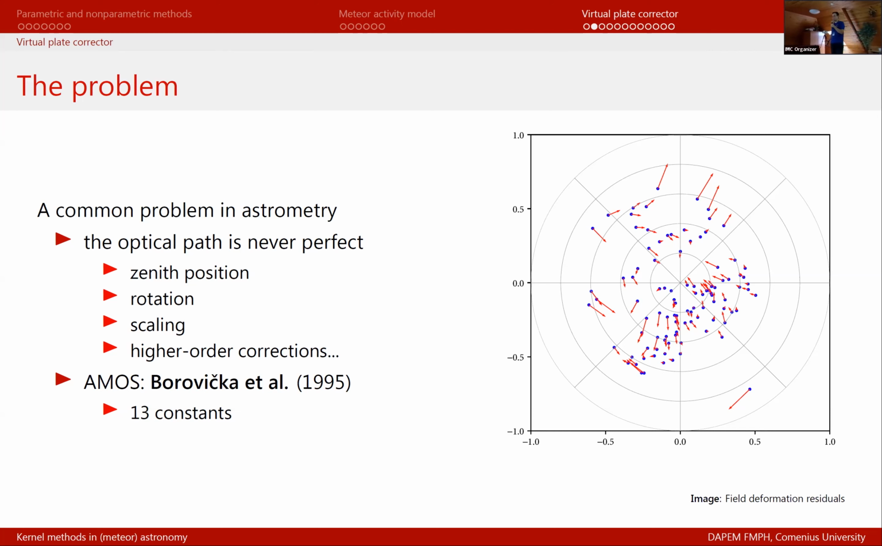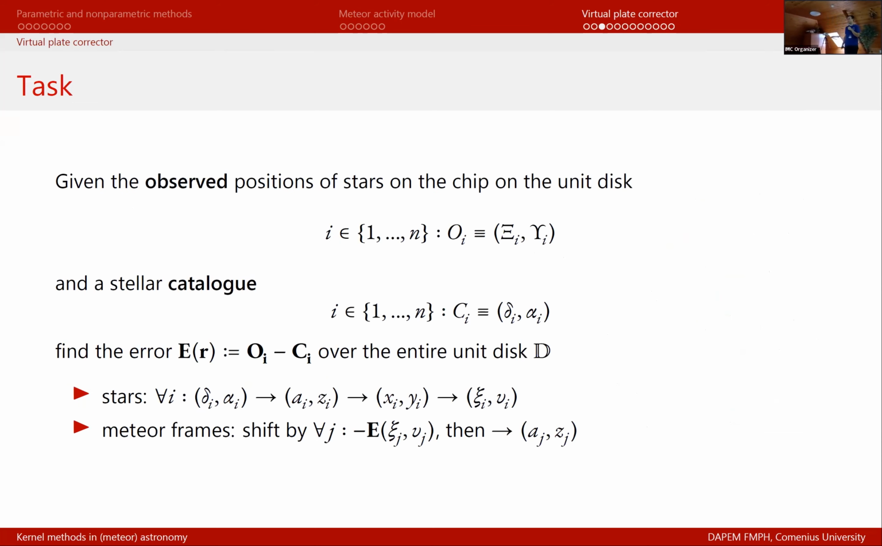Currently, we're using the formulae by Dr. Borovička from 1995, which try to fit 13 constants. And if we do this, we are left with residuals which look like this. So there is an image of, I don't know, approximately 100 stars and exaggerated vectors of displacement, so basically the difference between the catalog position and the observed one.